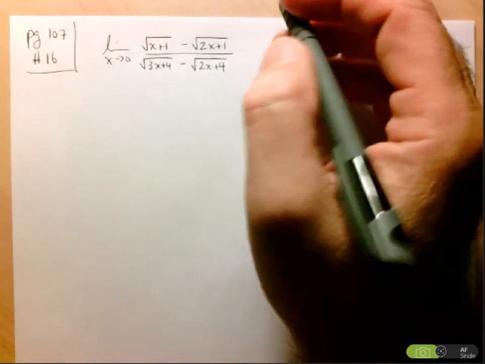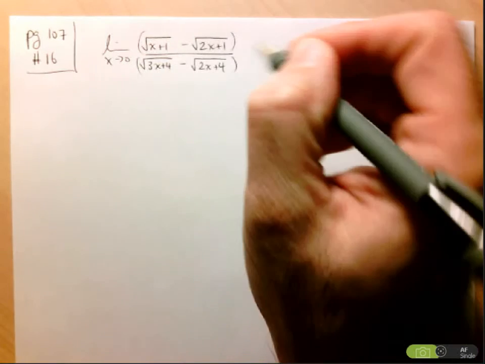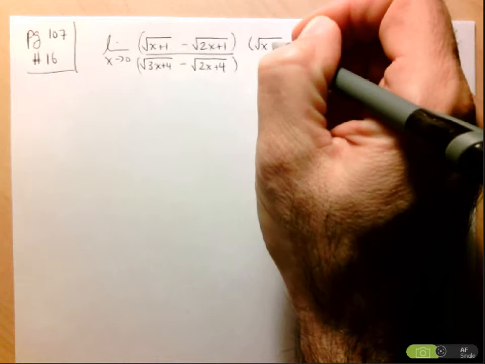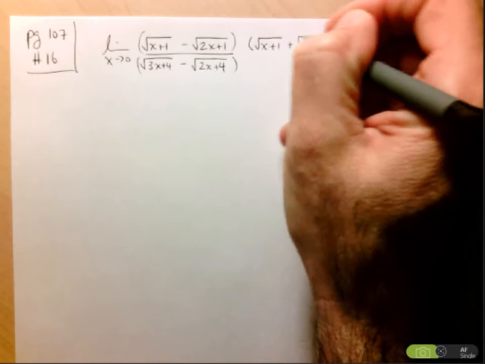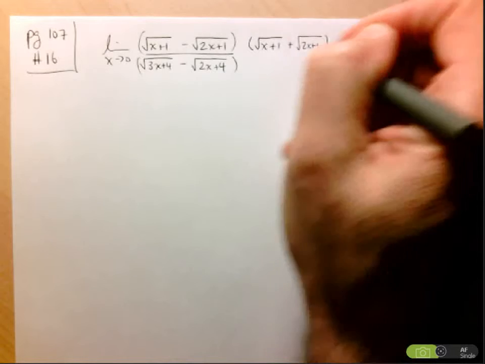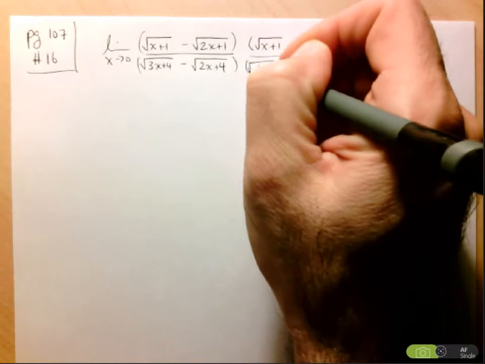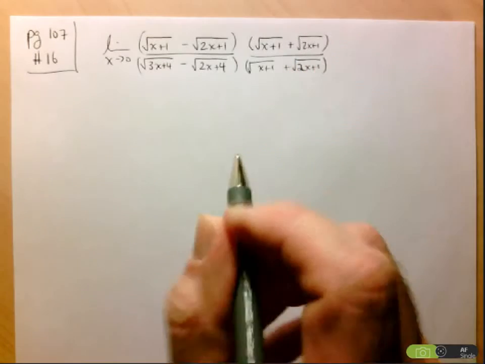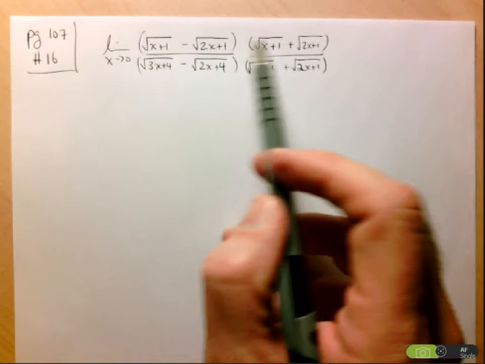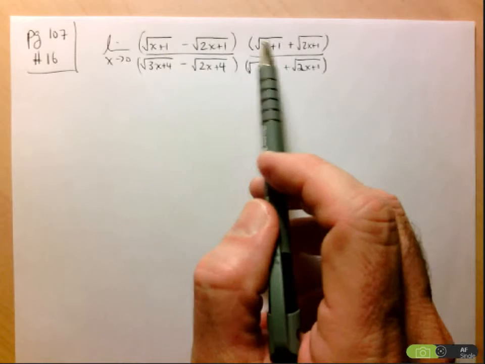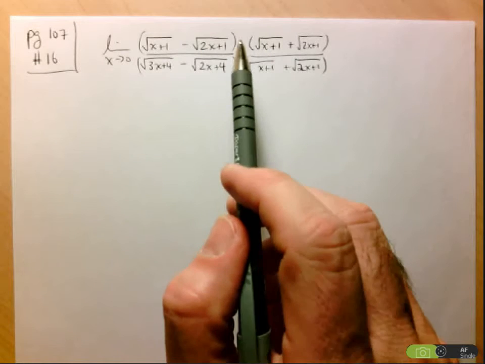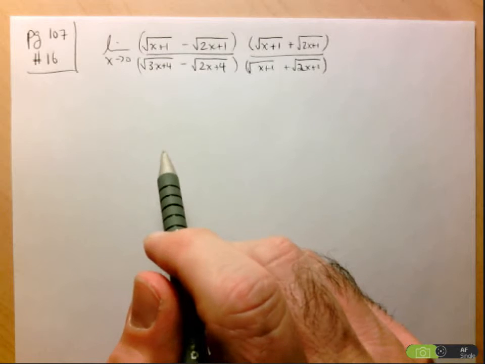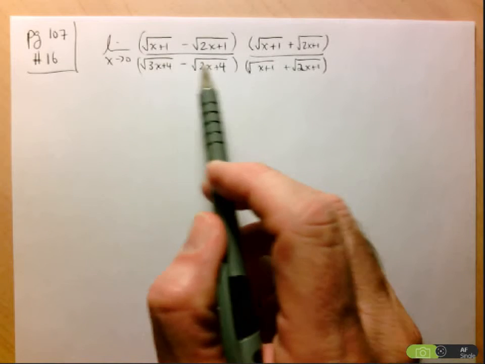Okay, so let's put brackets around everything. If I multiply numerator and denominator by root x plus 1, this time plus root 2x plus 1, over root x plus 1 plus root 2x plus 1, I'll end up getting rid of these square roots in the numerator, so I'll be able to do some algebra there. The problem is that I'm still going to have this expression in the denominator, which gives me 0. Which again I can't do any algebra with.